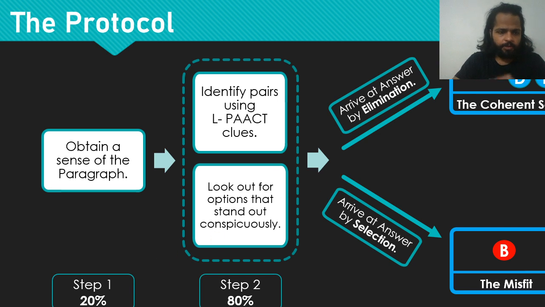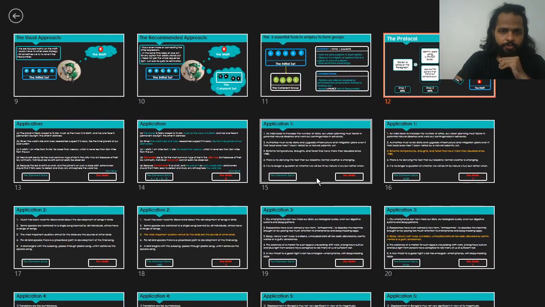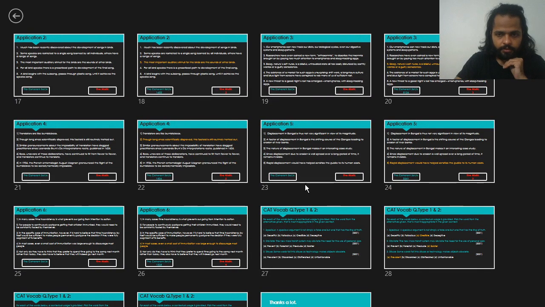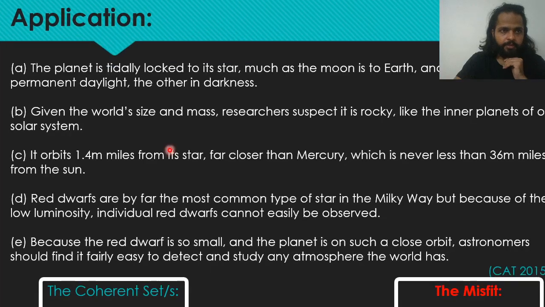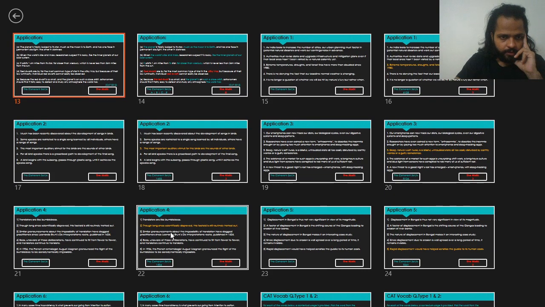Now, if we wanted to, we can go through a couple of applications here. Let me see which one can be most relevant and most helpful for you. Let's look at the first one itself. This is a question which was, I think, part of one of the CAT quizzes. Or maybe let's look at a more recent question. Let me get a more recent question for you.